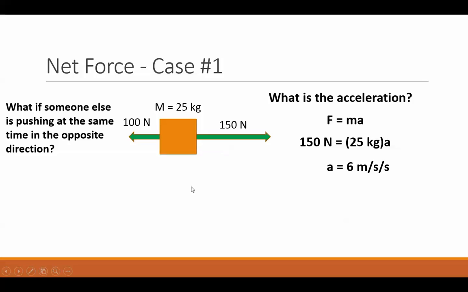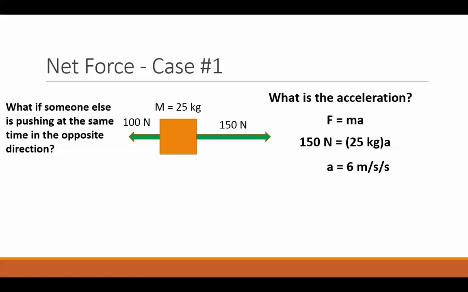What if we were to say that somebody else was pushing in the opposite direction with 100 newtons? Hopefully we can see that this box is still going to be going to the right because that's the greater amount of push. But I want you to answer on your paper, what's going to happen to the acceleration of this box? Is it going to speed up, slow down, or be the same? Please pause the video, think about it, and write your answer right on the paper.